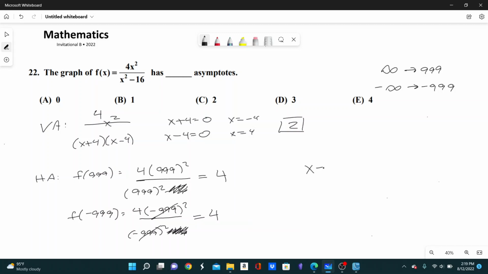So you have vertical asymptotes at negative 4 and 4, and a horizontal asymptote at 4. And so in the end, we want to know how many asymptotes there are.